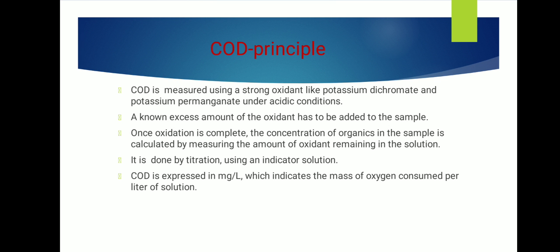And now let's see the principle behind the COD test. COD is measured using strong oxidants like either potassium dichromate or potassium permanganate under acidic conditions. A known excess amount of this oxidant has to be added to the sample. Once oxidation is complete, the concentration of organics in the sample is calculated by measuring the amount of oxidant remaining in the solution. It is done by titration using an indicator solution.